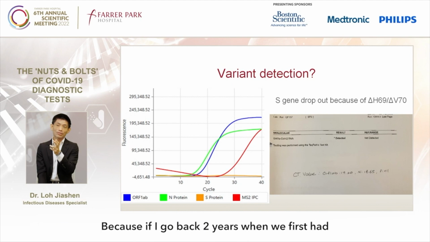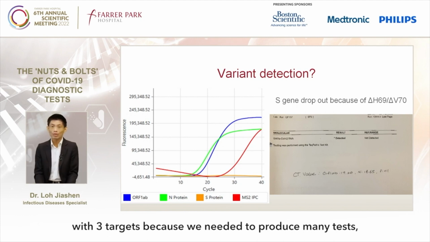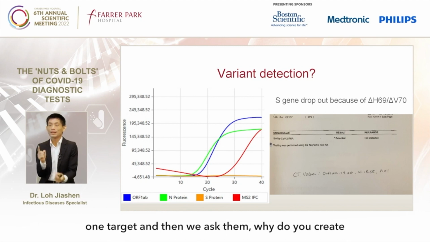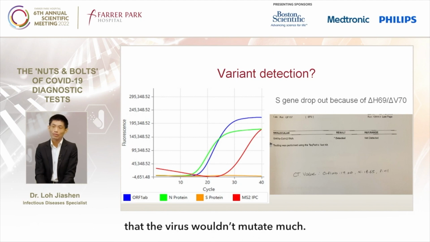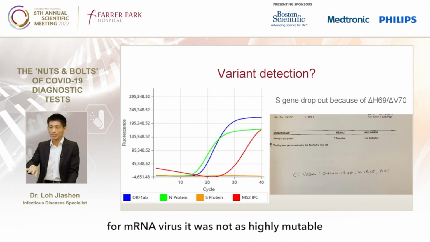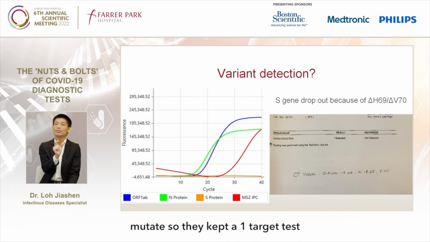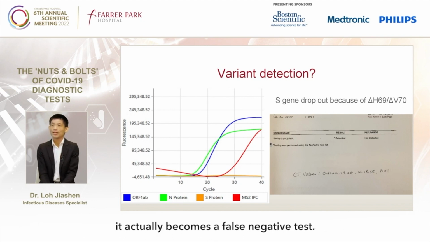And why is this so important? Because if I go back 2 years, when we first had this test, we didn't have the luxury of having tests with 3 targets because we needed to produce many tests. It was an emergency, so some tests had 1 target. When we asked why they created a test with 1 target, people said they thought the virus wouldn't mutate much. There was some talk that an RNA virus is not as highly mutable, so they kept a 1 target test. And when that 1 target drops out, it actually becomes a false negative test.